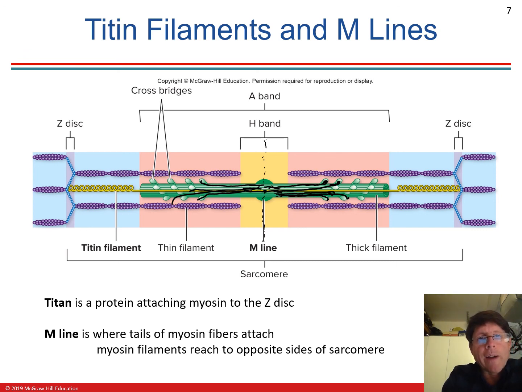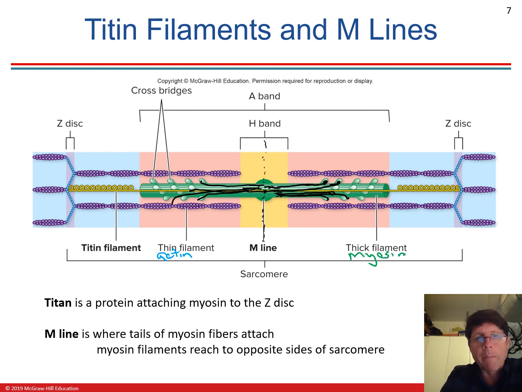Okay, and here you can finally see those titin filaments that are binding on to the myosin to hold that to the Z disc as well. So everything's nice and secure. You can see the thin filament, which is our actin. Okay, and our thick filament, which is our myosin.